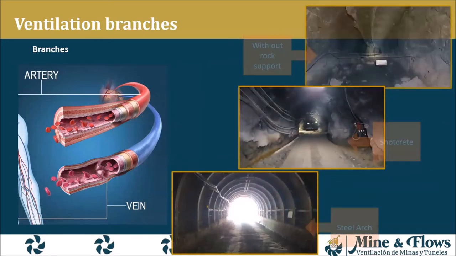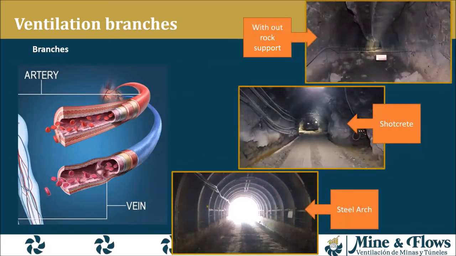Like veins and arterioles, the branches are characterized by having different wall surfaces. It's composed of several circuits with different wall characteristics. These walls will have a specific roughness that will influence the resistance to the movement of airflow in the system. This roughness depends on rock mass quality, construction methodology, and rock support used in the excavation.